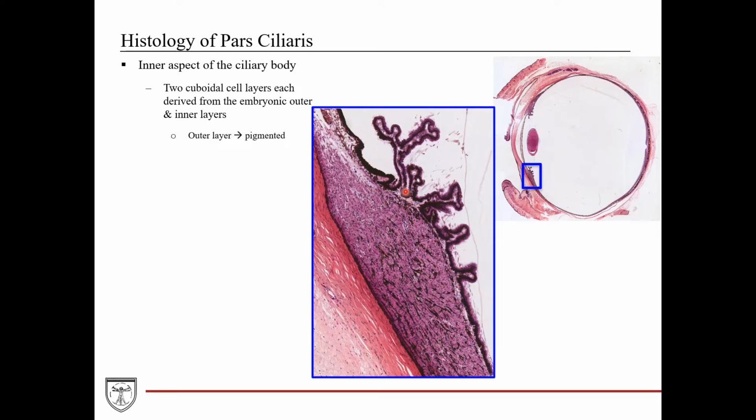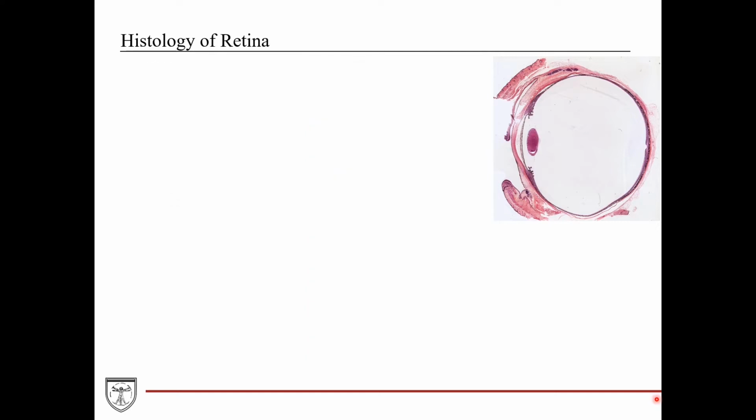And it's really the outer layer that is pigmented, and the inner layer, unlike the pars iridica, is non-pigmented. Functionally speaking, the two layers form the epithelial lining of the ciliary body, and in particular the ciliary processes, and they participate in production of the aqueous humor. Now onto the histology of the retina.